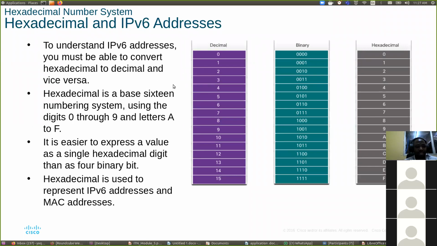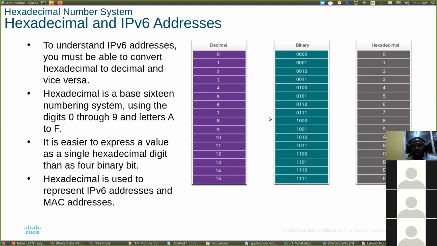So hexadecimal is base 16. It's a base 16 numbering system using 0 to 9 and then A to F. It is easier to express a value in a single hexadecimal digit than in 4 binary bits. In MAC addresses, or hardware addresses of devices, you will also see hex values. They also use hexadecimal values.